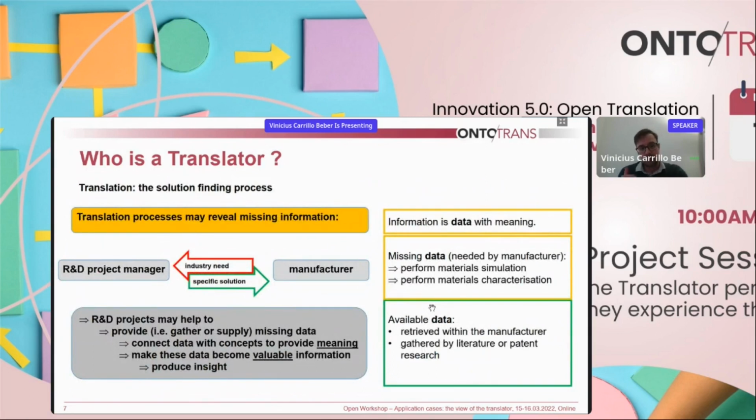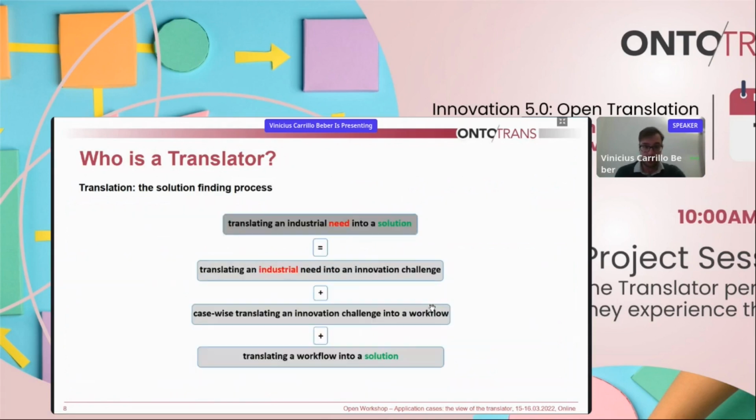And this, let's say, the solution finding process involves a lot of exchange between, for instance, an R&D project manager and a manufacturer to find the different types of data, to define the missing data, to see what can be acquired and how this data can be acquired, and also to have a proper evaluation of the available data.